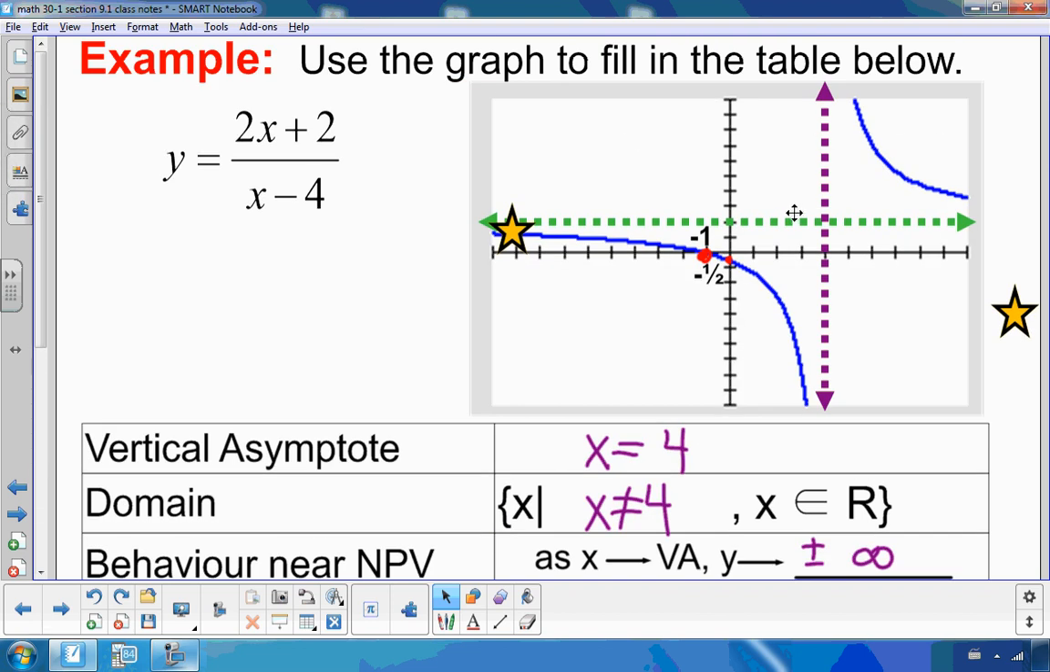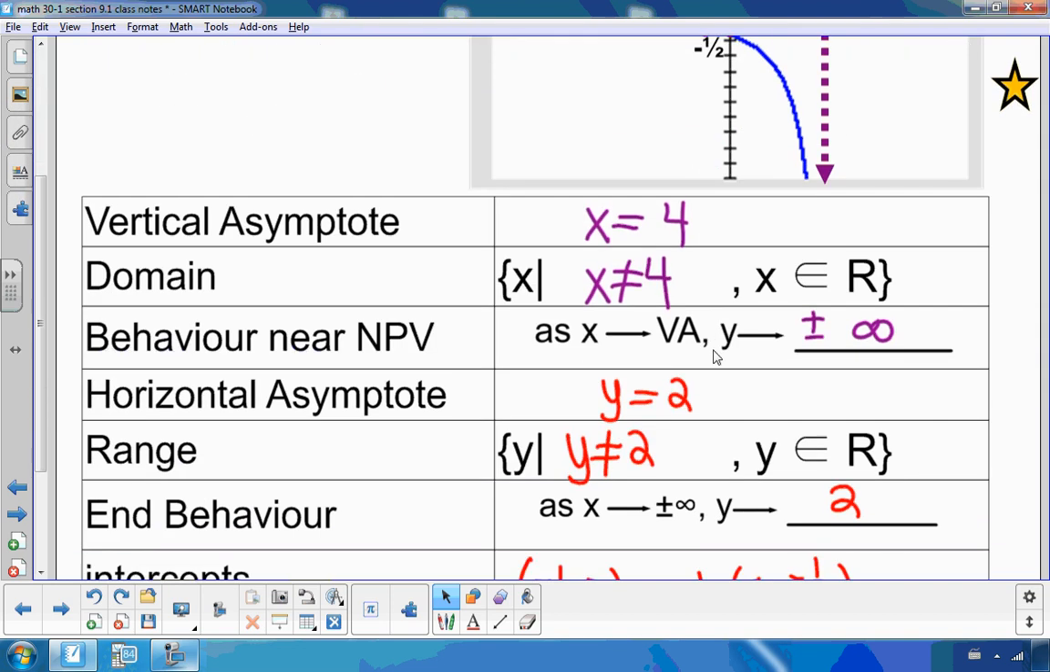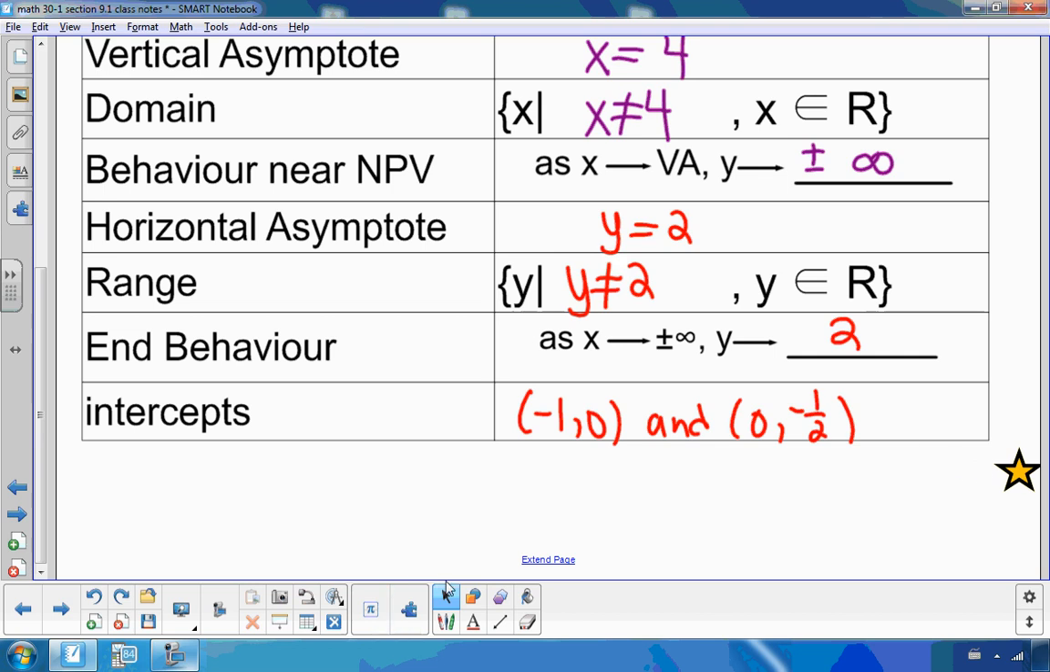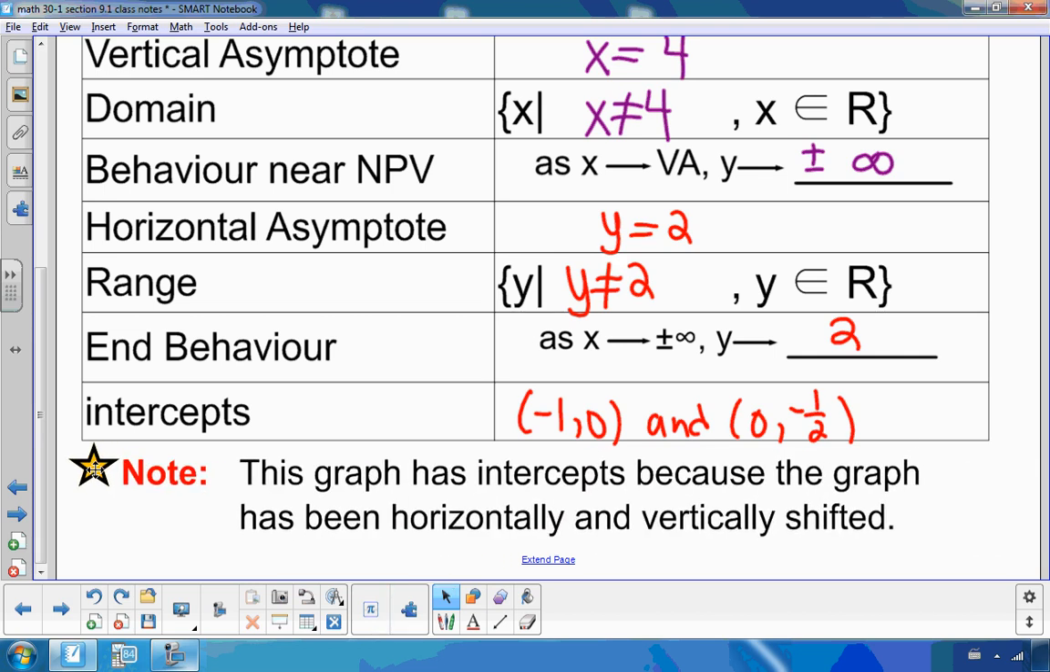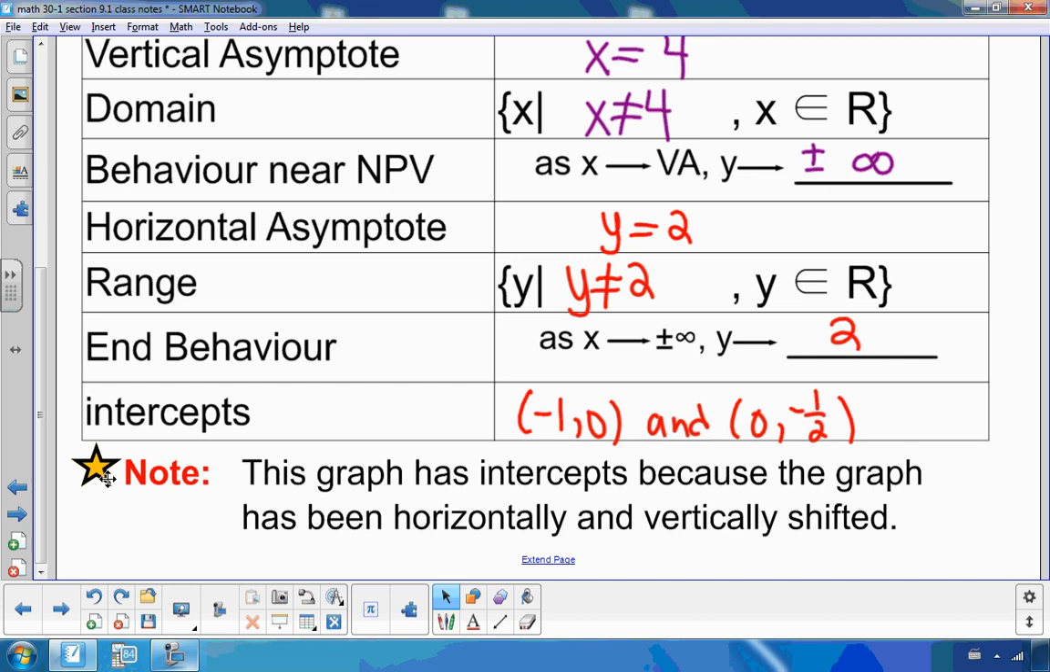So why does this graph have an x-intercept, but the base graph 1 over x doesn't? Well, the reason is the base graph was right at 0. It was symmetrical at 0. It looked like this and this. You can see that this graph here has been shifted to the right and shifted up. So that's the reason that there is an intercept here. So important to note, this graph has intercepts because the graph has been horizontally and vertically shifted.